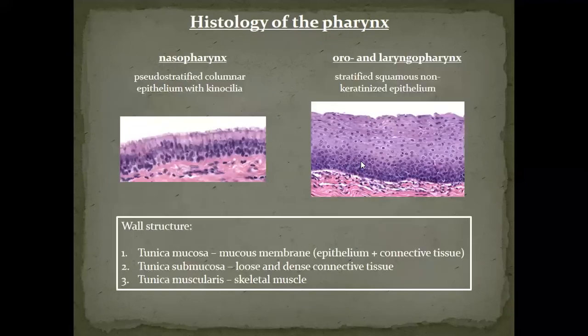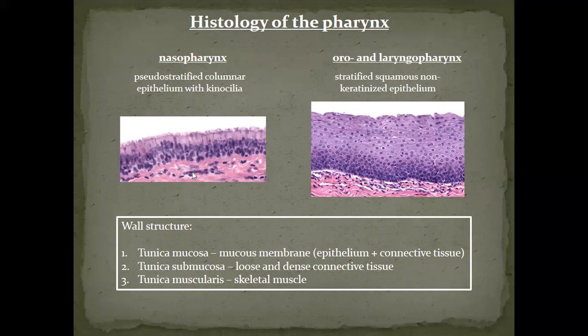So let's see the histology of the pharynx. As the pharynx is in communication with the nasal and oral cavity and the larynx as well, it's not only responsible for breathing, for inhalation, expiration, but also for taking food. And this is why we have different epithelium on the surface of the different parts of the pharynx.